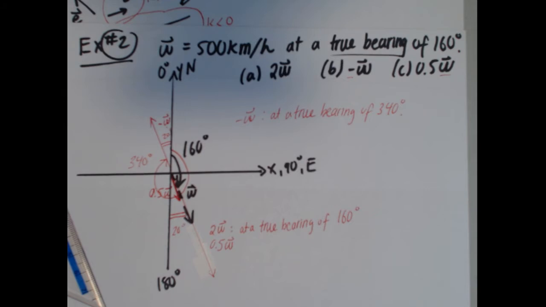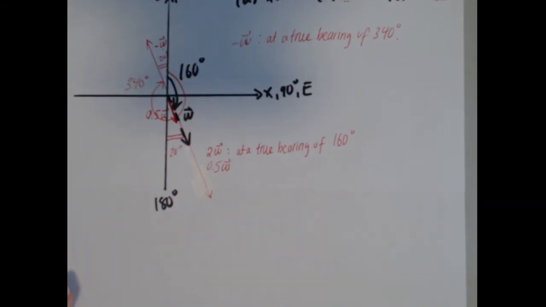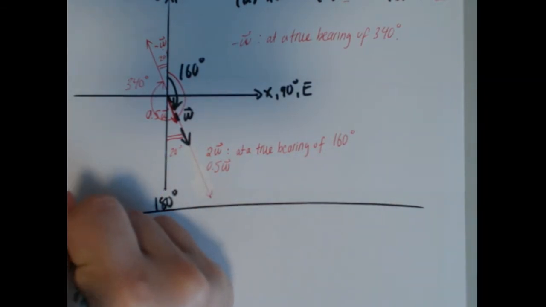Now we're going to move into a little bit of a definition here, and that definition has to do with vectors being collinear.